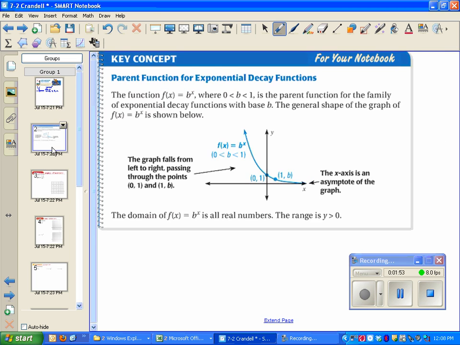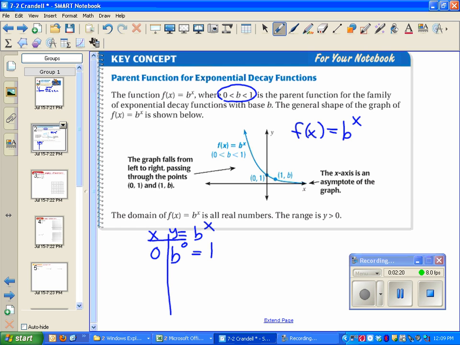So our basic graph, again, is b between 0 and 1, and this is the parent function, f of x equals b to the x. When I graph that, you kind of know the shape right away. If y equals b to the x, and x is equal to 0, then we have b to the 0. Anything to the 0 power is 1. So that's why we have that point on there.